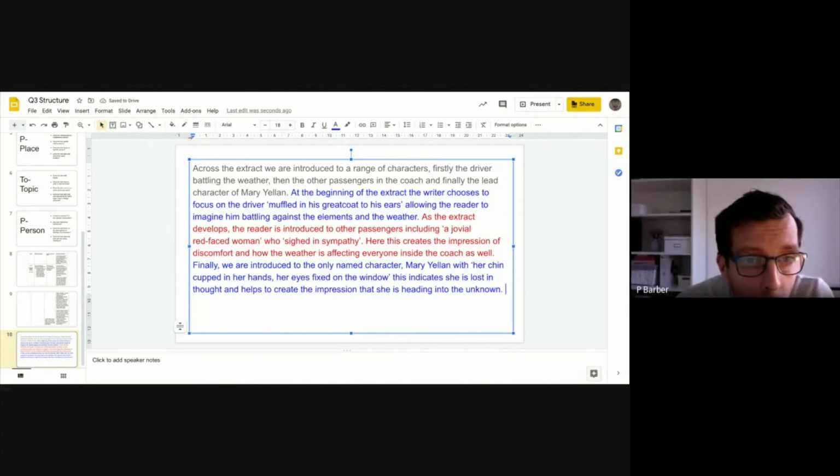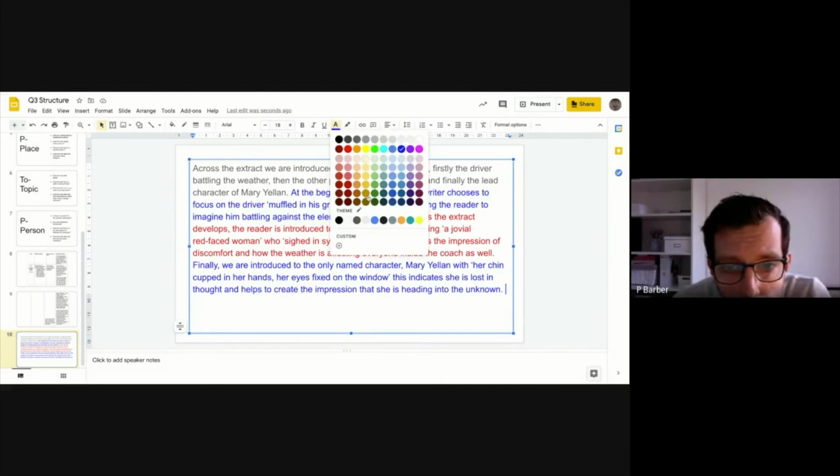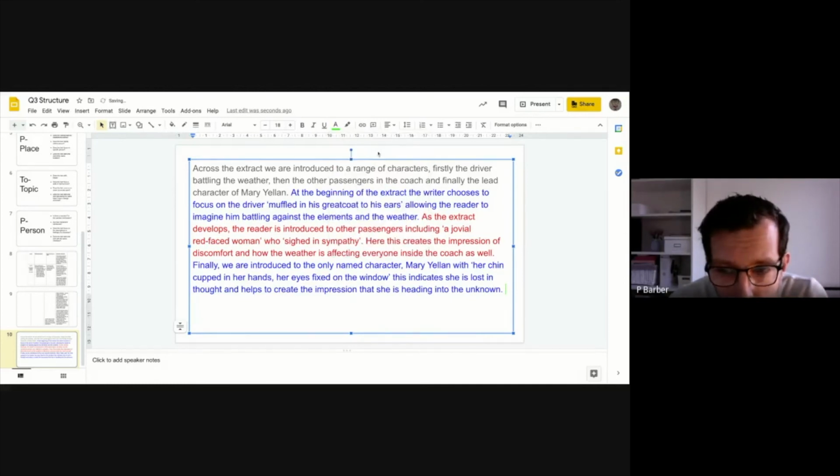To wrap it up, we need to just make sure we're referring to structure and doing exactly what the question is asking us to do. So we've been asked to comment on structure. We've talked about something from the beginning, something from the middle, and something from the end. Now, why is the writer doing this?